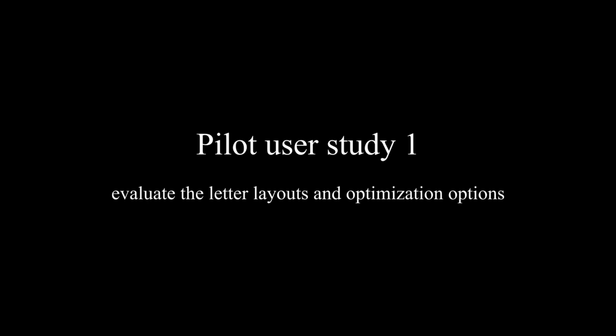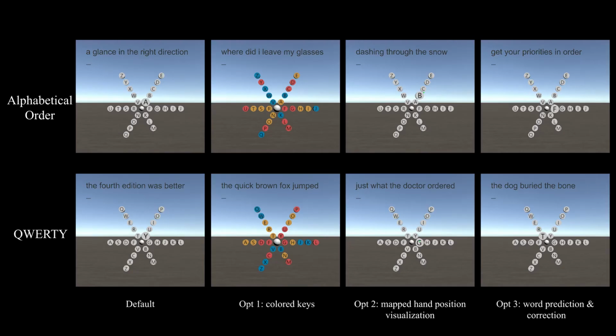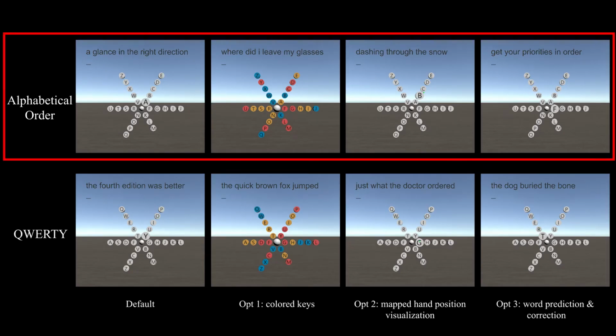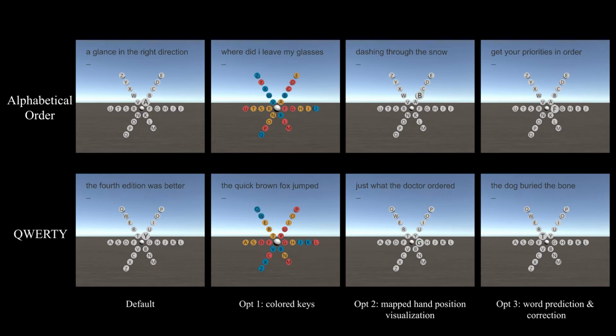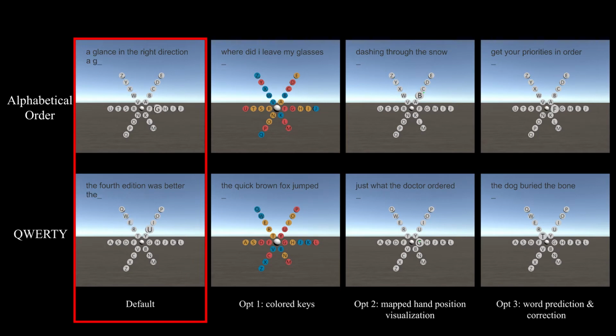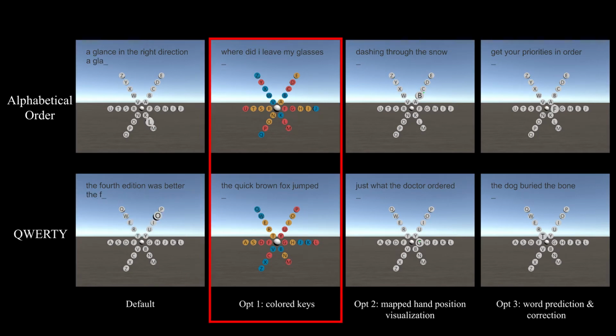We designed Pilot User Study 1 to evaluate 2 letter layouts, the alphabetical order and the QWERTY, and 4 optimization options on our flower text entry. The first column was the default design. The first option was colored keys. We used 3 different colors to highlight the keys according to the letter frequency in English.